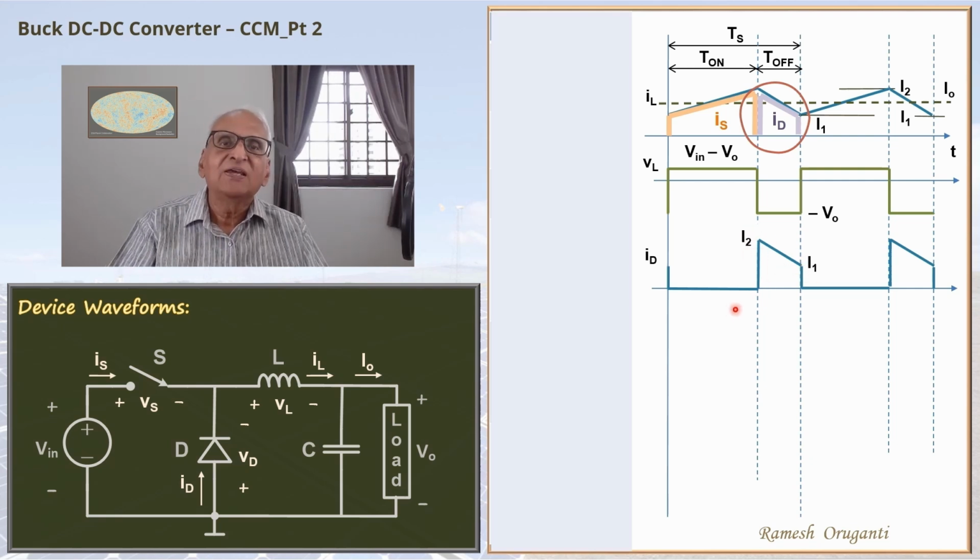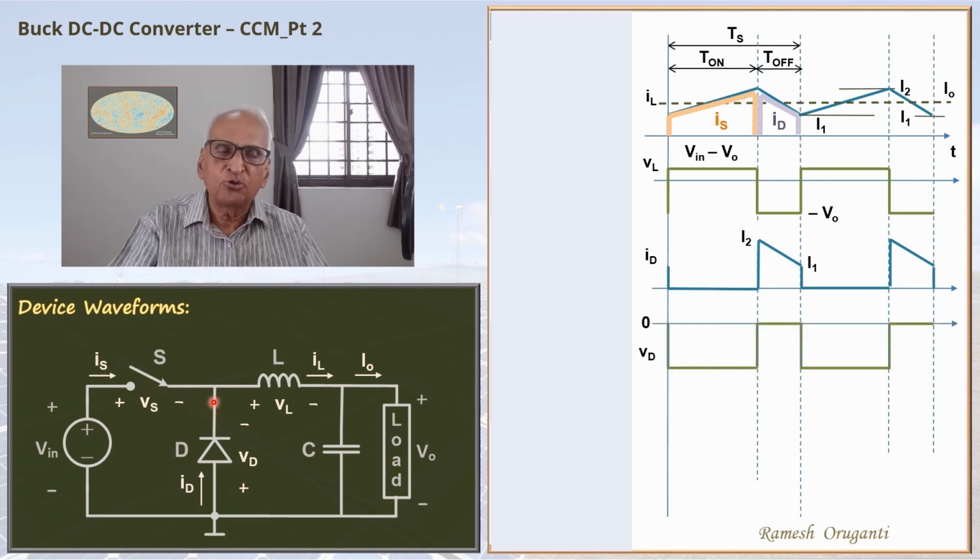We will now plot the diode voltage waveform. When the diode is on during T-off interval, the diode voltage will be 0. We are assuming an ideal diode. When the diode is off, switch is conducting, then the cathode of the diode is connected to the plus terminal of the source and the anode of the diode is connected to the minus terminal of the source. So the diode voltage will be equal to minus Vin. Remember, the reference polarity for diode voltage is always anode positive and cathode negative. So a reverse voltage is applied to the diode, so the diode blocks.